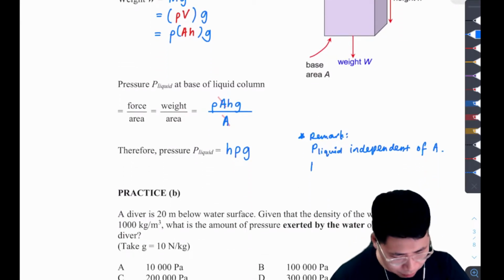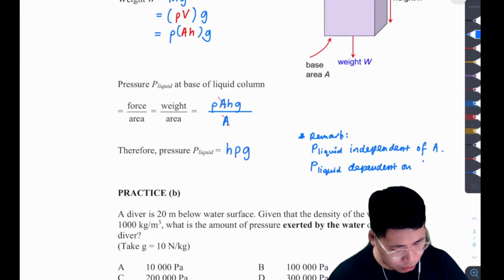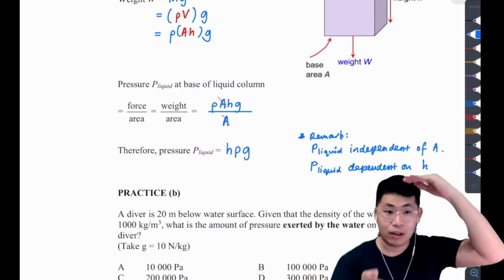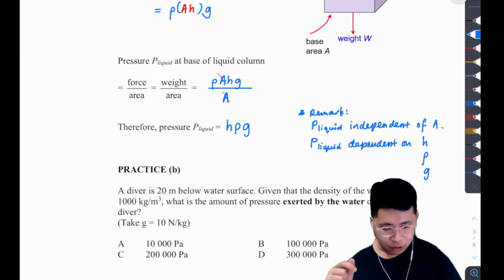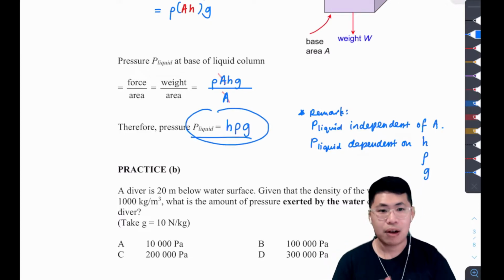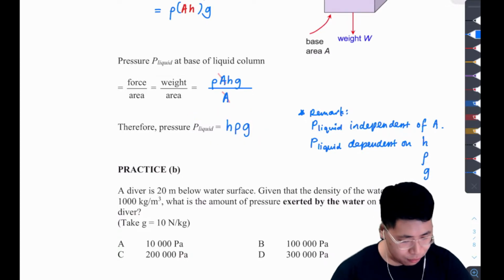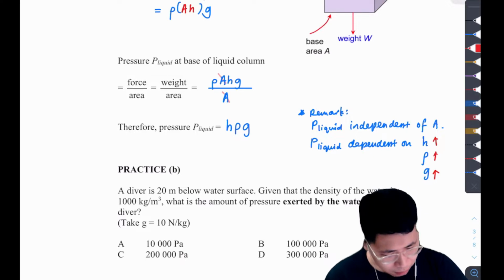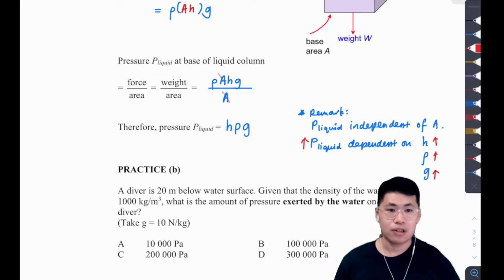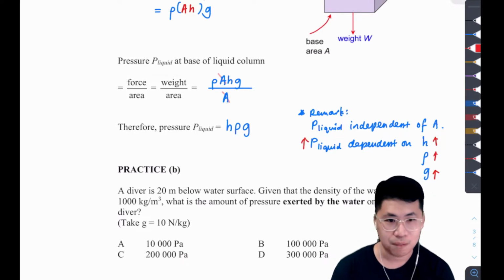Now, the pressure of the liquid is dependent on h, meaning the depth of the water or the height of the water column, the density of the water, rho, and also g. And you see the formula over here, all these are directly proportional. So if your h increases, your rho increases, your g increases, most likely your liquid pressure will increase as well.